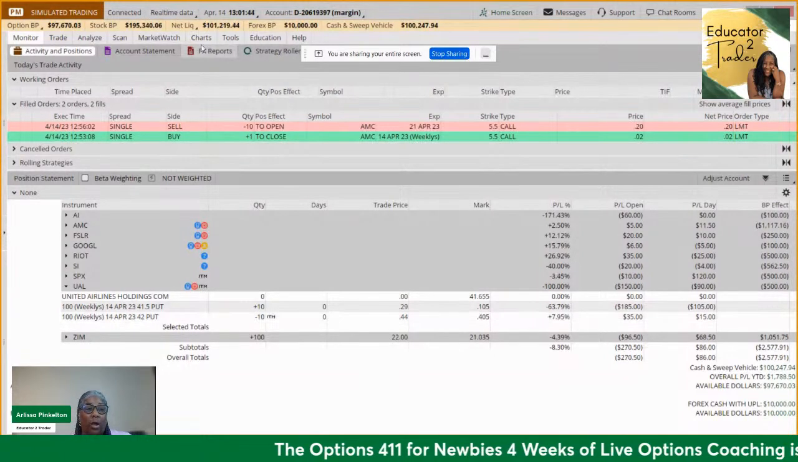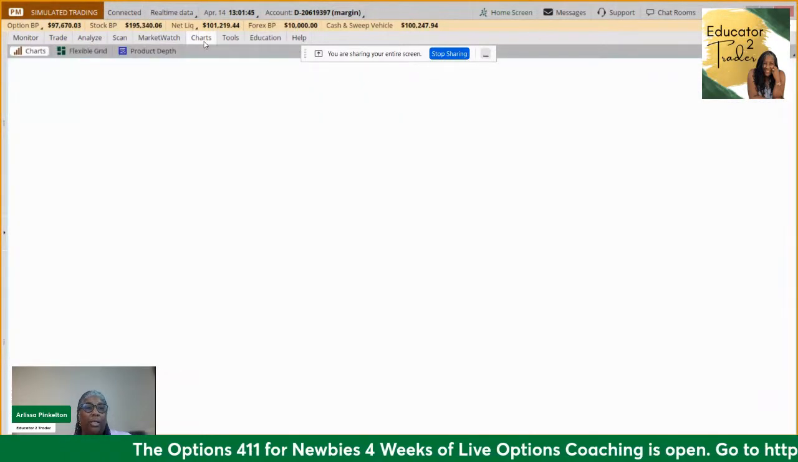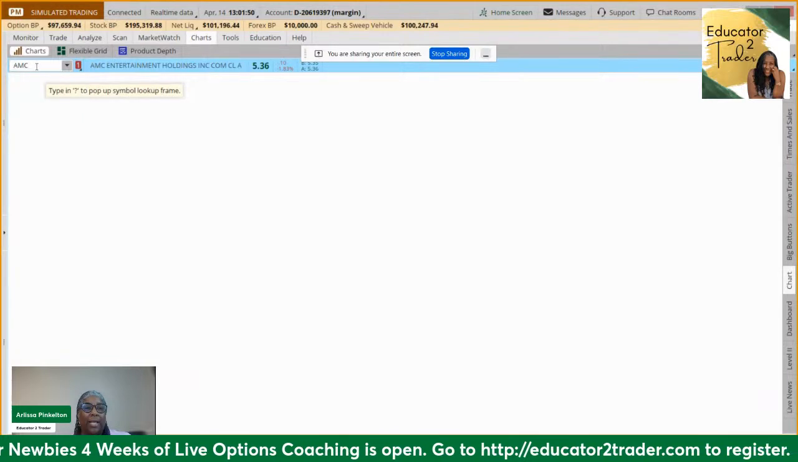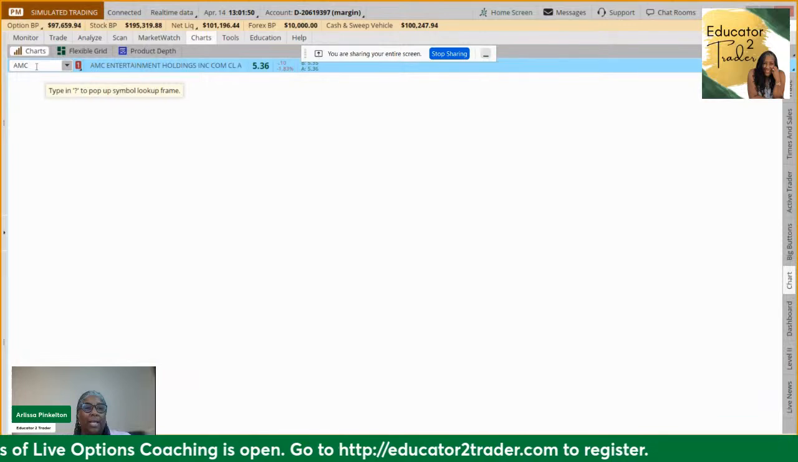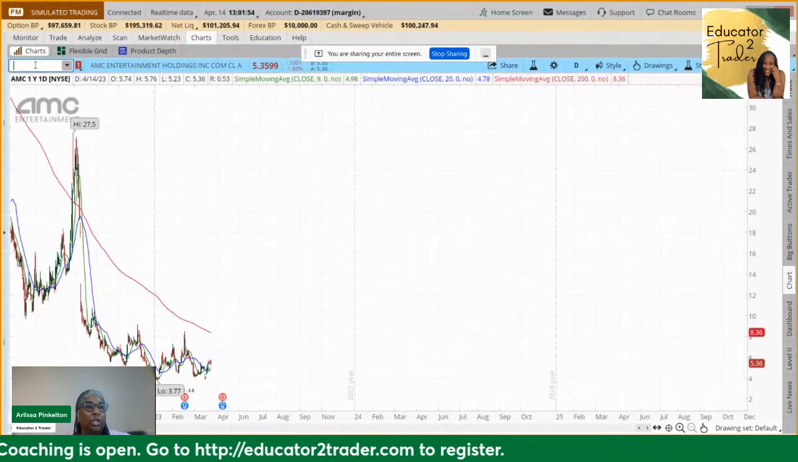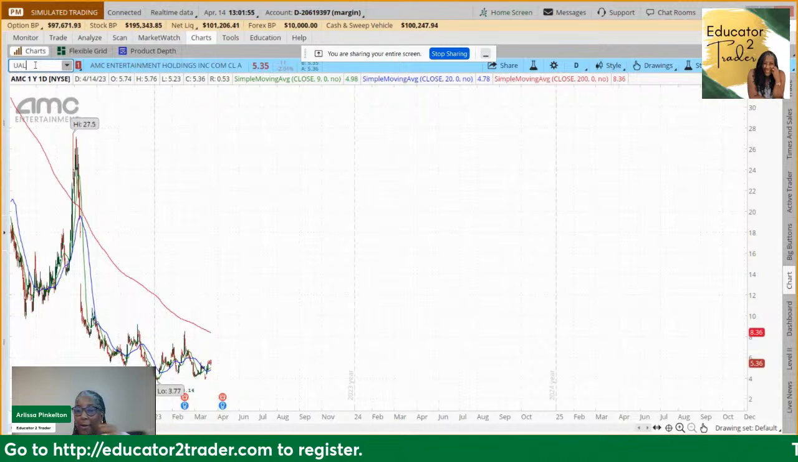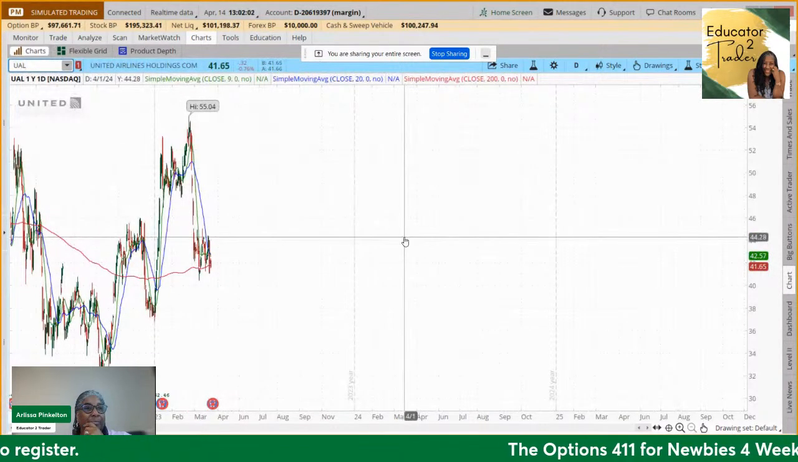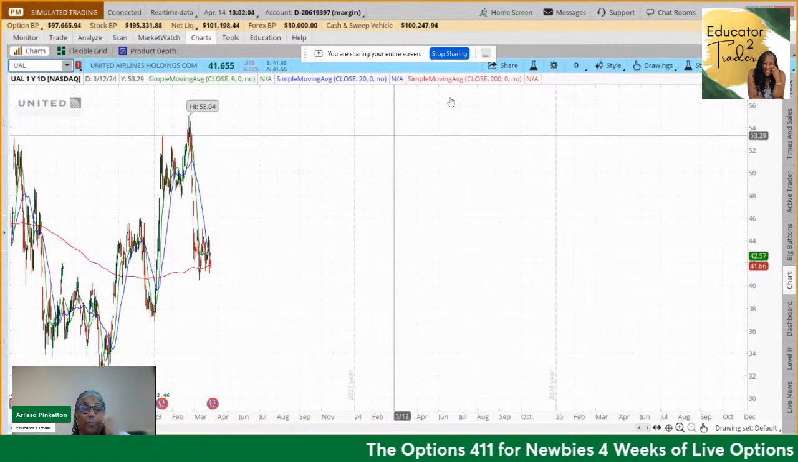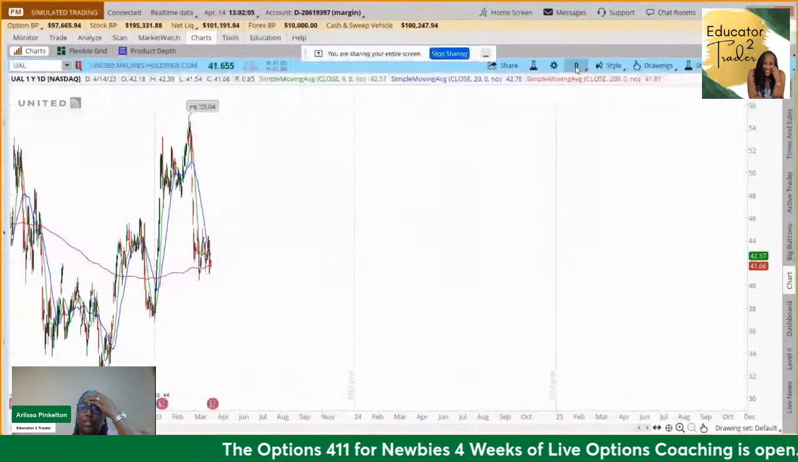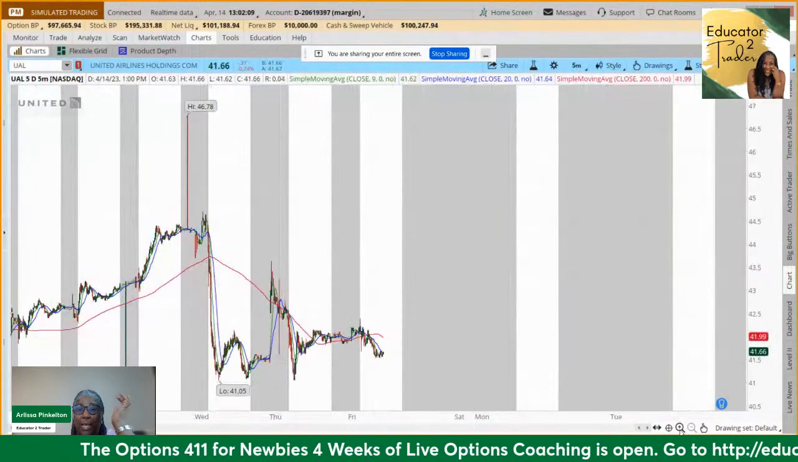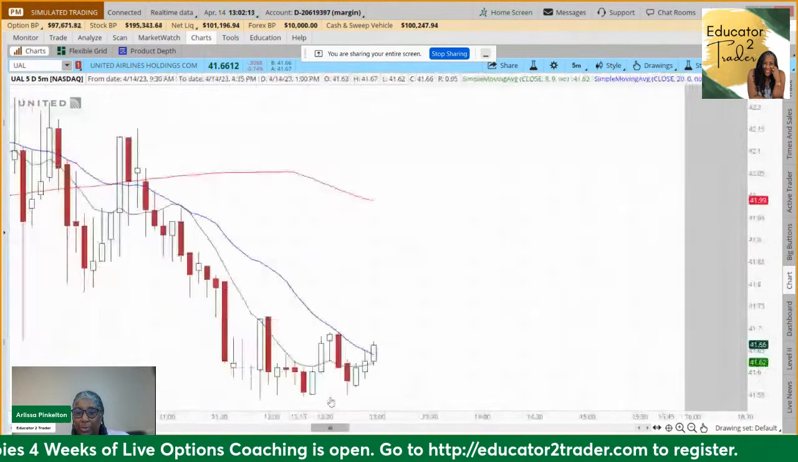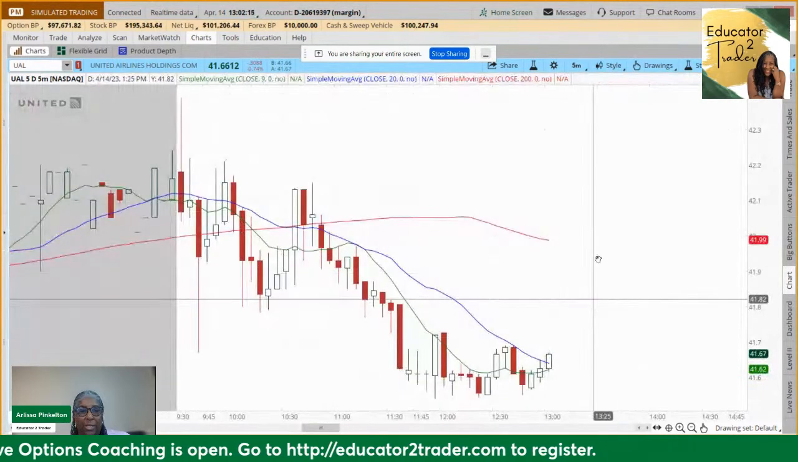Well, let's do a quick look at the UAL, the United Airlines chart, to see what it's doing today. Because we can just close the trade today, buy it back, and salvage some of the money, so we don't have a max loss on this trade, especially if we don't think it's going to do what it's supposed to do today. This is the 5-minute chart, which means every candle is 5 minutes worth of data.